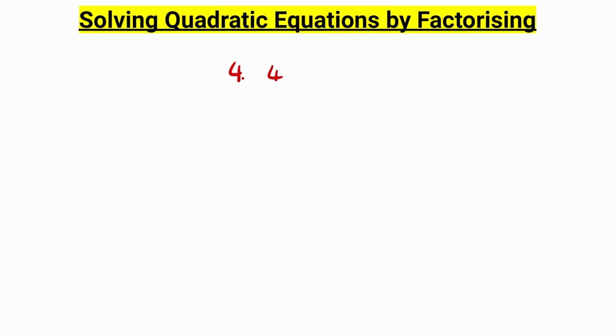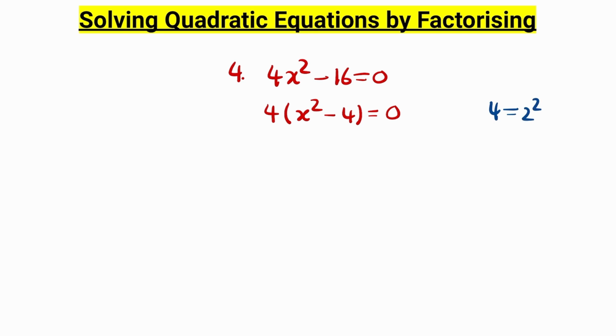Fourth question, 4x squared minus 16 equal to 0. Now here we can see that 4 is common to both of these terms. So we can first of all factorize it out. If we factorize 4 out, what is remaining within the brackets? X squared minus 4 equal to 0. Now can you see that here also 4 is equal to 2 squared. We can rewrite this as 4 times x squared minus 2 squared.